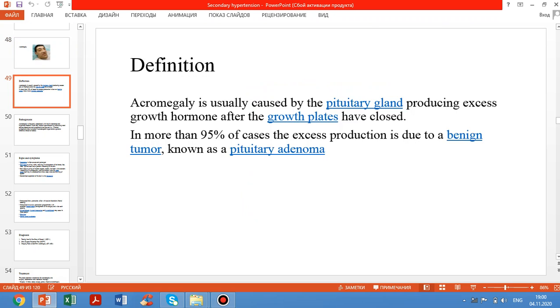Acromegaly. Acromegaly is usually caused by the pituitary gland producing excess growth hormone after the growth plates have closed. In more than 25% of cases, the excess production is due to a benign tumor known as a pituitary adenoma.